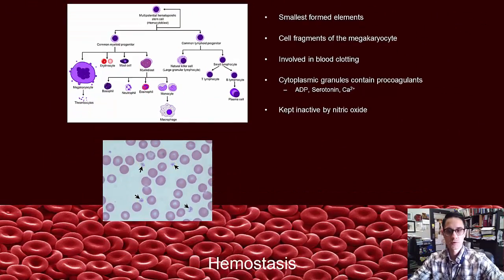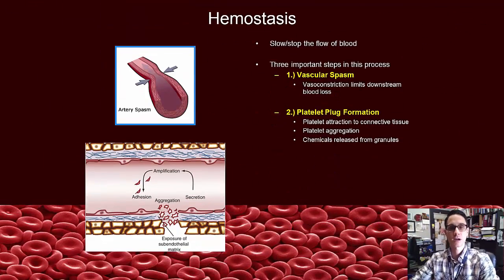All right, let's go ahead and move forward and talk about this process of hemostasis. So the term hemostasis means to slow or stop the flow of blood. So you see heme in there, that refers to blood, and you see stasis, so that means to slow or stop. Okay, there are going to be three important processes that we're going to talk about.